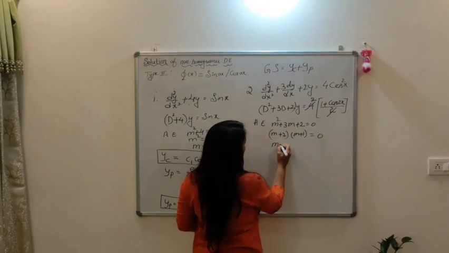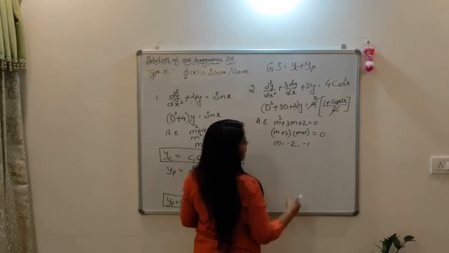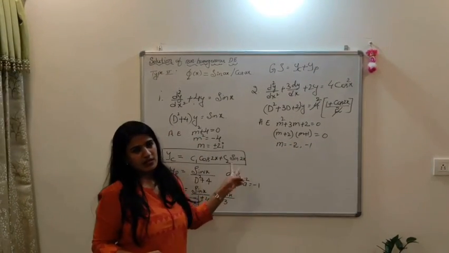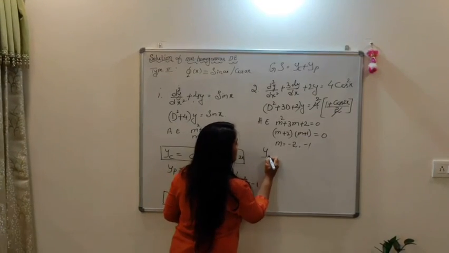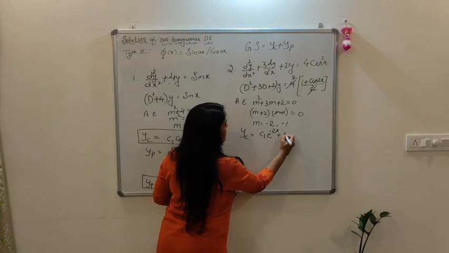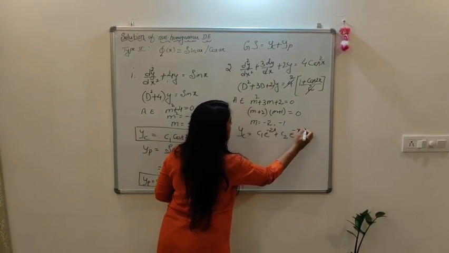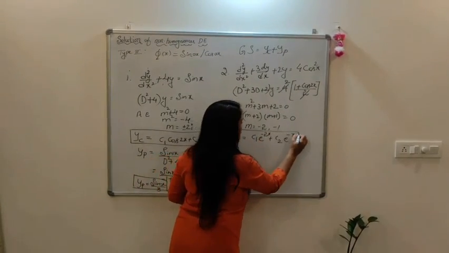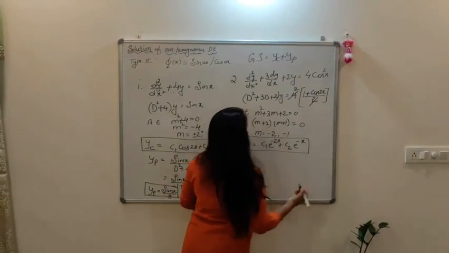So m is equal to minus 2, comma, minus 1. Roots are real and distinct. So yc is equal to c1 e power minus 2x plus c2 e power minus x. Okay, so yc got over.